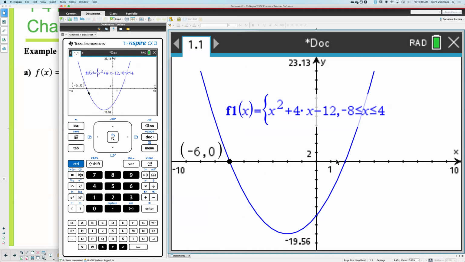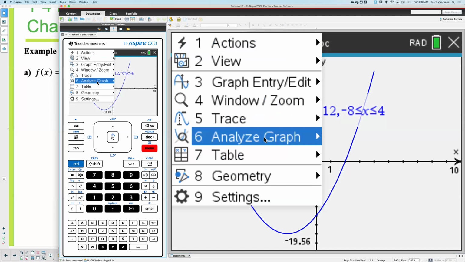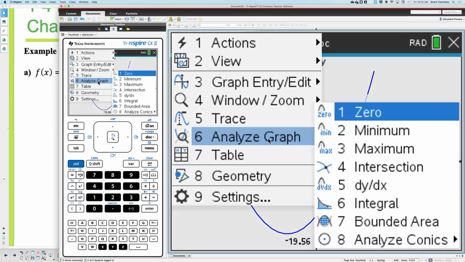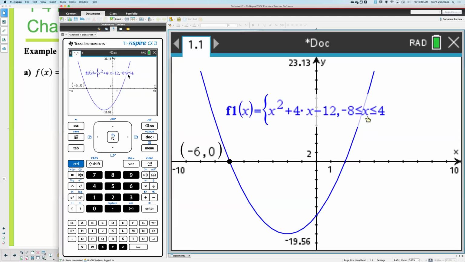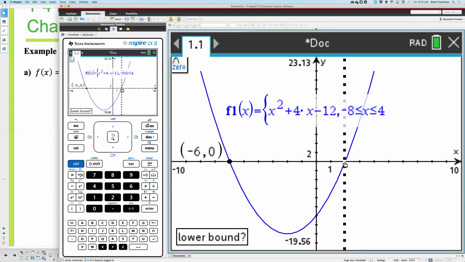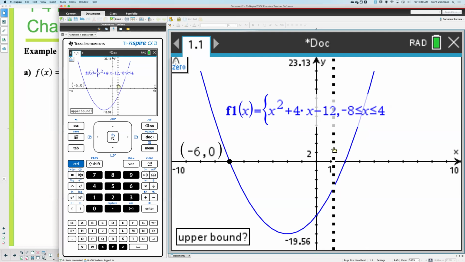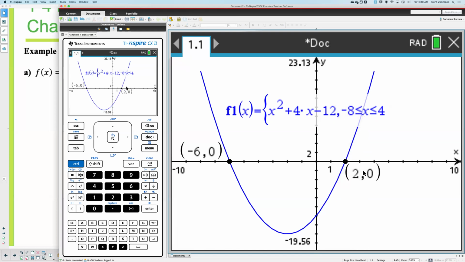Okay, I want to do it again. Now this one, I know we can see it's at 2, but there are going to be problems today later where we cannot tell where it is. So I'm just going to show you how to do it. Again, menu, analyze graph, choose 0. Even though I can see it's at +2, I'm going to just show you. I'm going to go to the left. I'm going to click with the center button, and then I'm going to go to the right. And I'm going to click with the center button. And the calculator does, in fact, tell me it's at 2. Y'all getting the zeros?